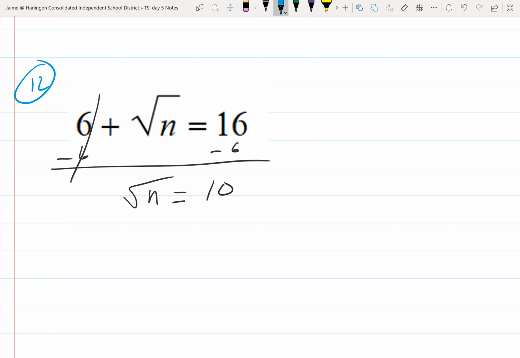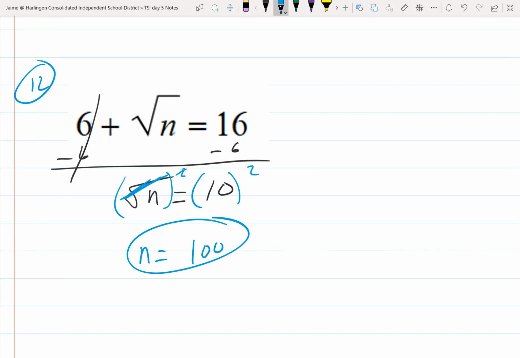That's 10. Is there anything in the front? No. Is there anything afterwards? No. Perfect. Now, how do you get rid of the square root? Parentheses 2, you square it. That 2 cancels all of that. So it's only n. 10 squared means 10 times 10, that is 100. And you're done.